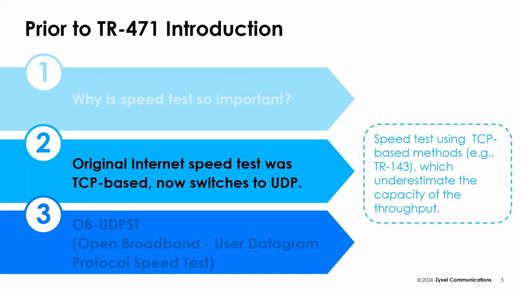However, the original speed test programs we currently have, such as TR143, use a TCP-based design. TCP reacts conservatively to loss and round-trip delay, and this behavior will underestimate the maximum capacity of the IP layer. So that's the reason why more and more speed test programs are gradually switching from TCP-based to UDP-based designs.